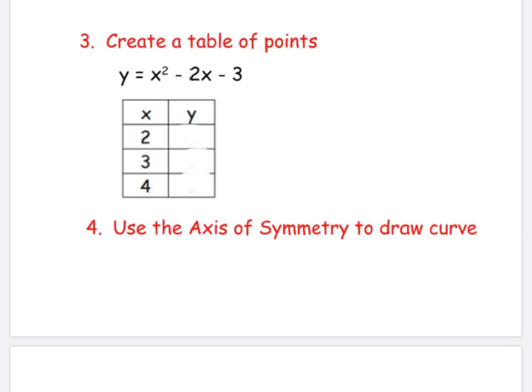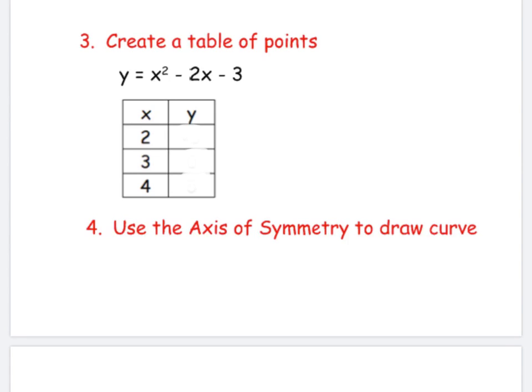Then you want to create a table of values. My axis of symmetry was x equals 1. In order to keep the numbers on the grid and kind of close together so they fit on the small piece of graph paper that we normally will use, you have to pick points that are near the value from the axis of symmetry. So our axis of symmetry was 1. I picked 2, 3, and 4 to fill in my table.